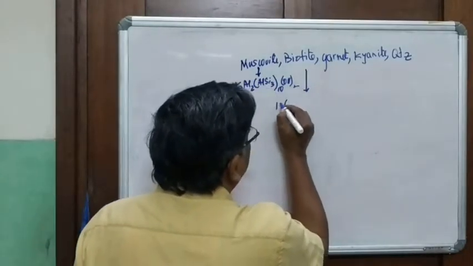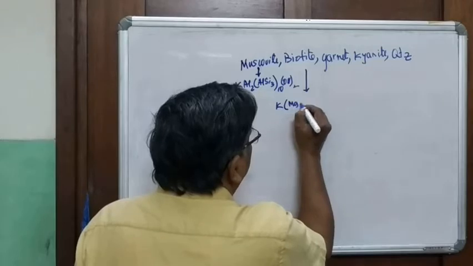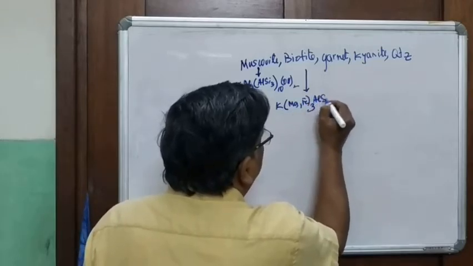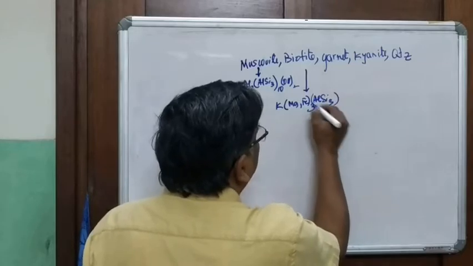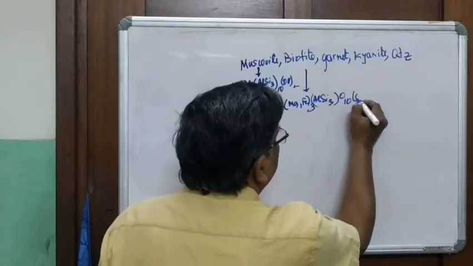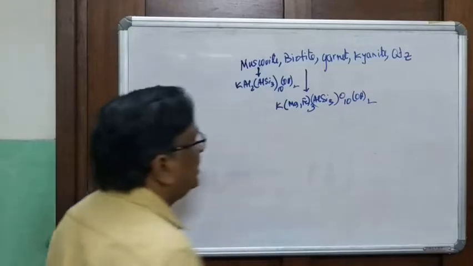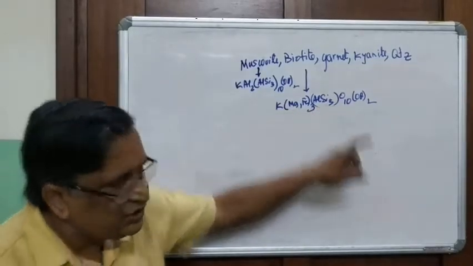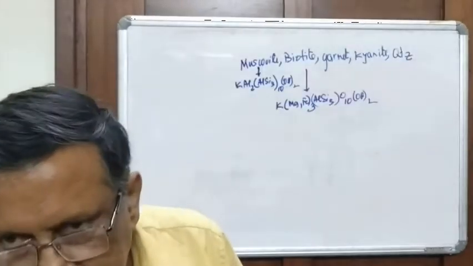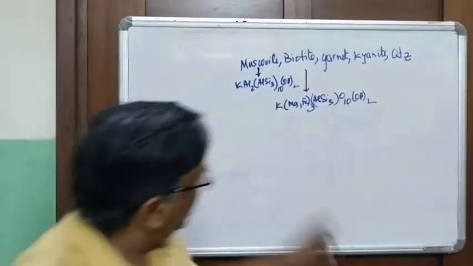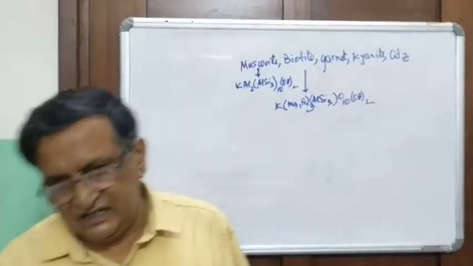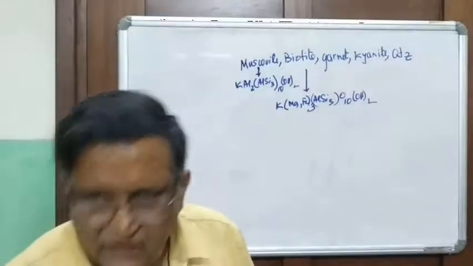Biotite, K(Mg,Fe)3(AlSi3O10)(OH)2. The magnesium end member KMg3 is called phlogopite. And KFe3 is called annite, A-N-N-I-T-E.